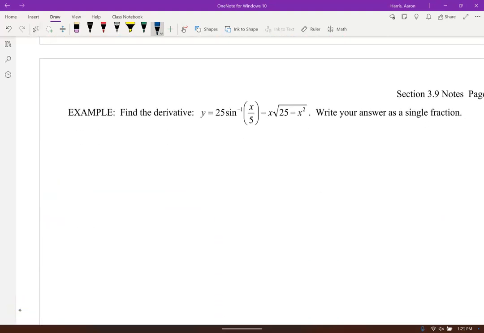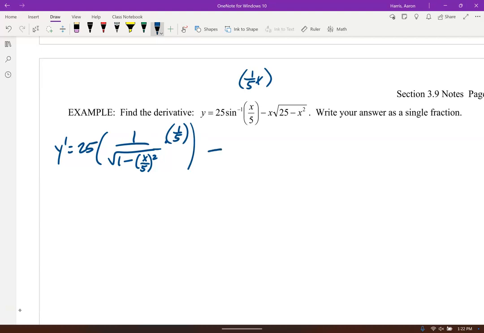All right, here's our last one. We've got 25 arc sine of x over 5. So when I take that derivative, that 25 will stay there. The derivative of the arc sine is 1 over the square root of 1 minus u squared, where u is x over 5, times the derivative of u, which is the derivative of 1/5 x, just 1/5.